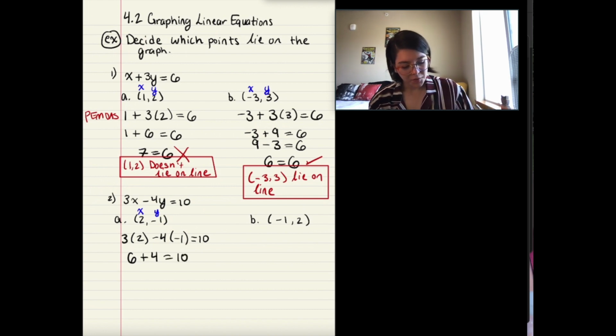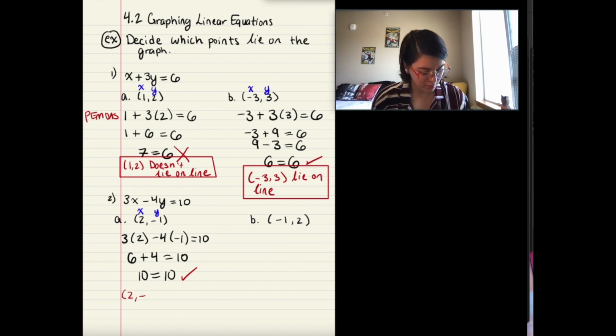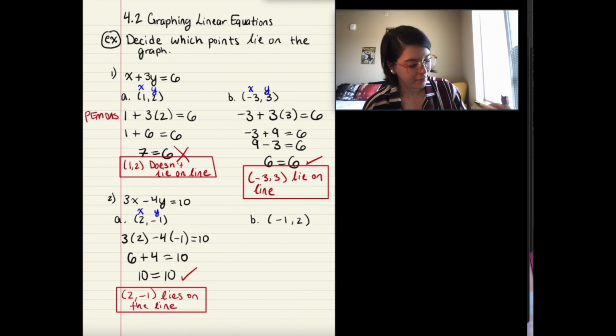And then the left side of the equation, we have 6 plus 4, which is 10. And indeed, 10 is equal to 10. So we know the point 2, negative 1 lies on the line. And finally, we have the point negative 1, 2. Negative 1 is x, 2 is y. Let's plug it in and see if it works. So we have 3 times our x coordinate, which is negative 1. So 3 times negative 1.